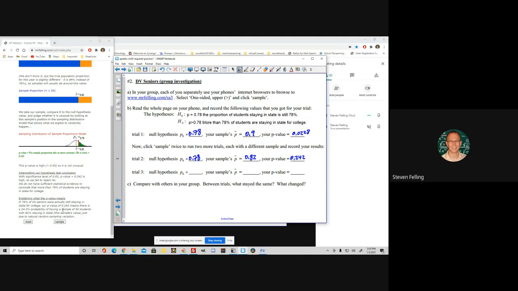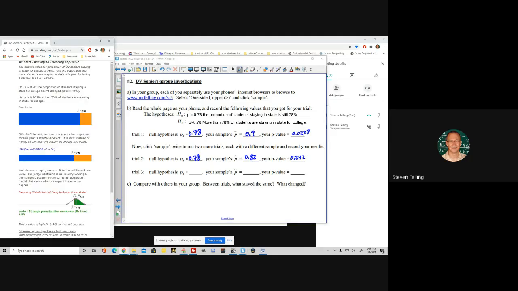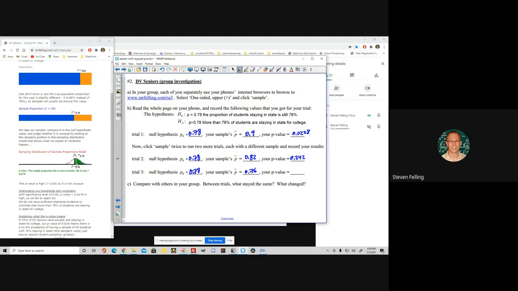All right, and let's do it one more time. So I'll do this again. And again, the null hypothesis is not changing, 0.78, but every time I run a new sample, I get a different p-hat. This time I had 0.76, so that moved even further over. In fact, it moved below the null hypothesis value. That's okay. That just means that there's a greater than 50% chance of it happening randomly. P-values don't have to always be below 50%.